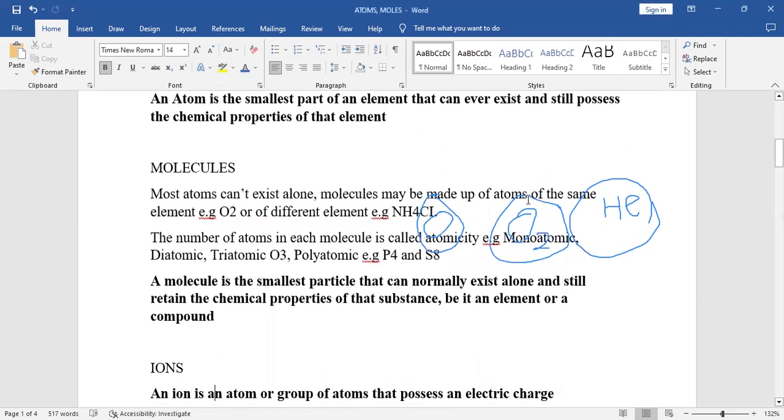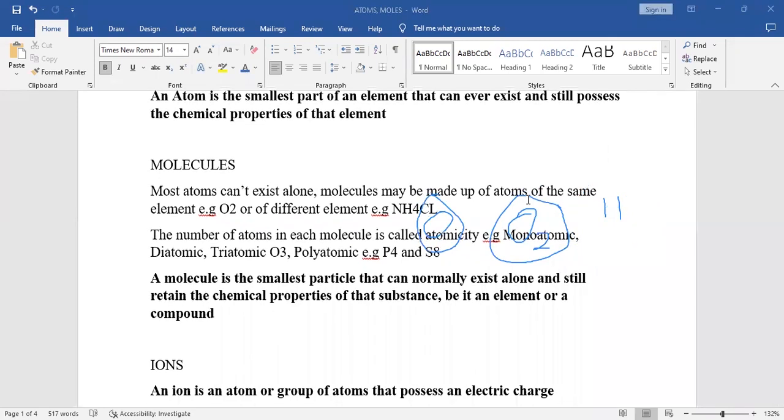Good, let's move on. I need to undo these annotations. Okay, good, amazing. So, let's move on.